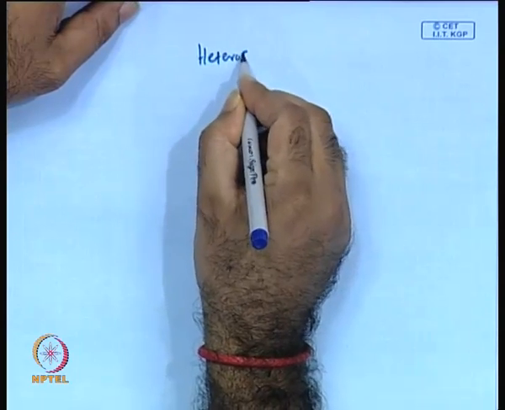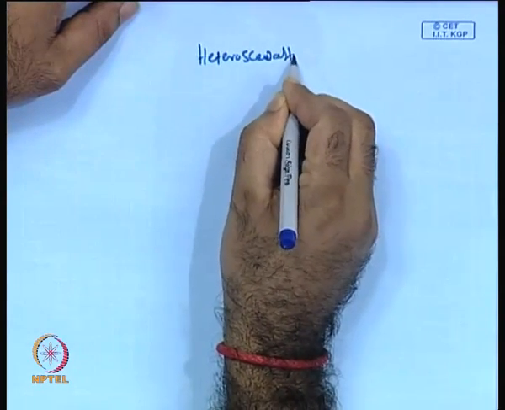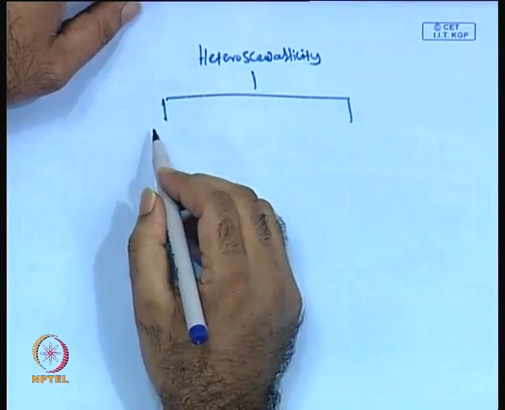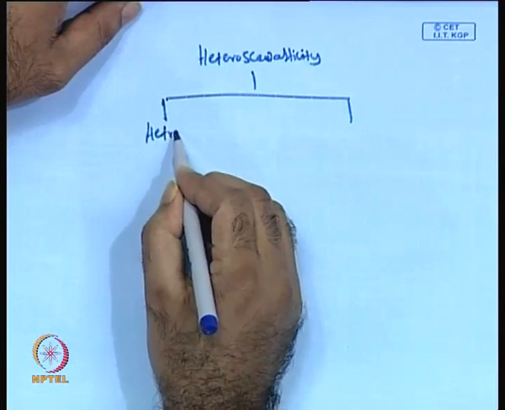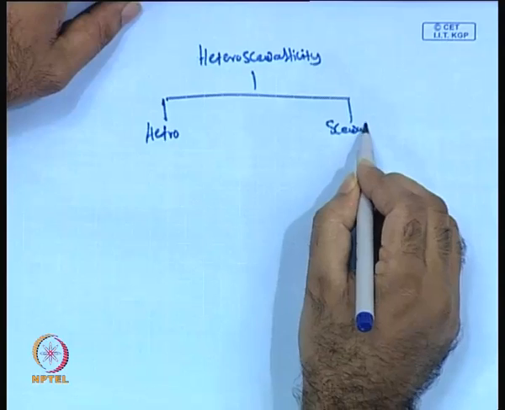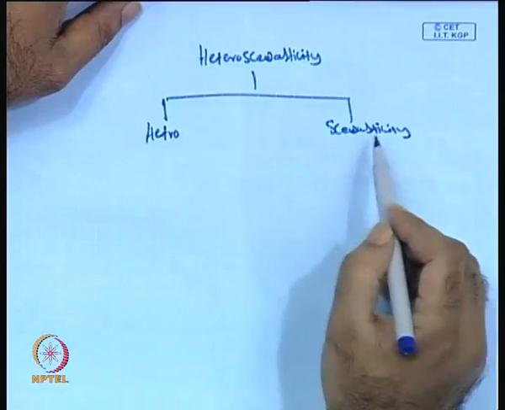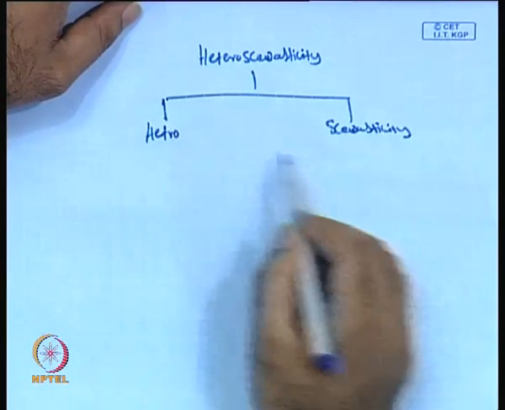Now the next issue is you have to clearly highlight what exactly heteroscedasticity is. So the first point is we mention what is heteroscedasticity. Basically heteroscedasticity is divided into two parts. One is called hetero, then scedasticity. Like homoscedasticity, this is homo and scedasticity. So this is heteroscedasticity, hetero and scedasticity.